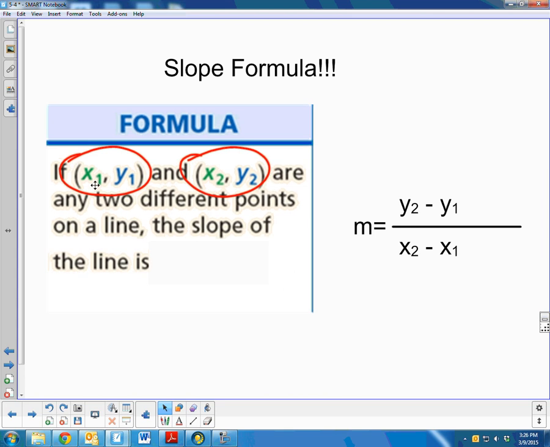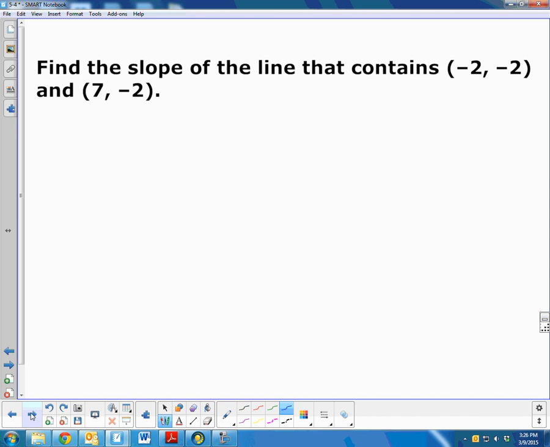So if we have 2 points, now you'll notice that they're not squared, we have 2 different x's. We've got x1 and x2, so we subtract the x's for our denominator, that's the run. We've got y2 and y1, two different y values. We're going to subtract those y values. That's the slope formula. Let's try it.